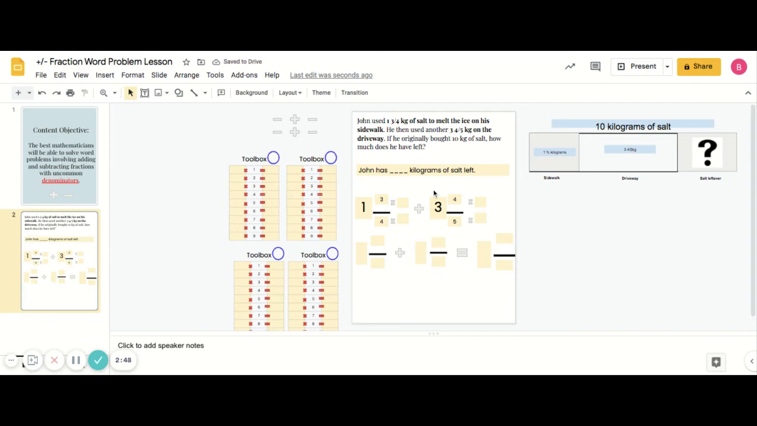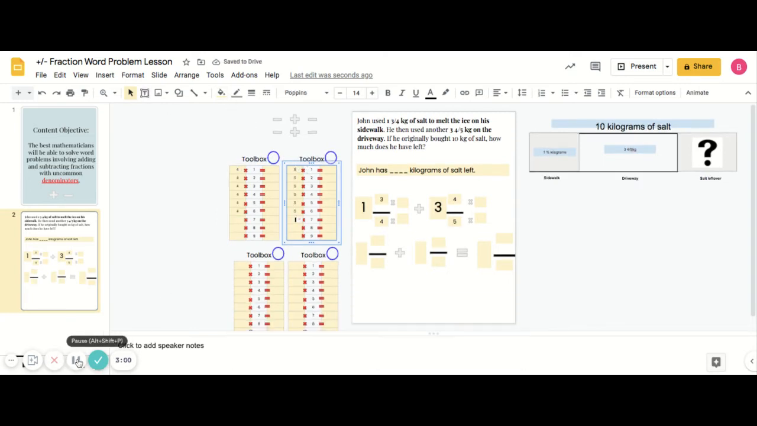Now we are ready to find our common denominator for 4 and 5. So I'm going to set up my toolbox. This one's going to be 4, and this one is going to be 5. I am now going to list out my multiplication facts for 4. Well, I know that 4 times 1 is 4, 4 times 2 is 8, 4 times 3 is 12, 4 times 4 is 16, and 4 times 5 is 20.